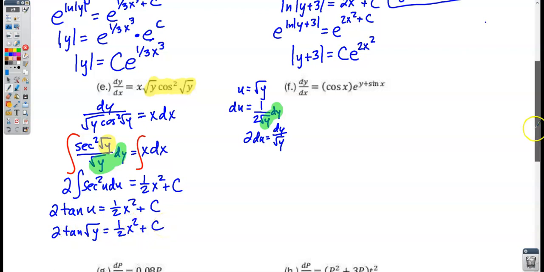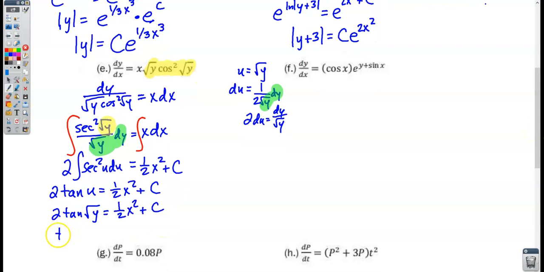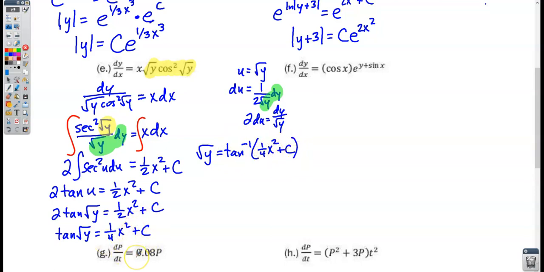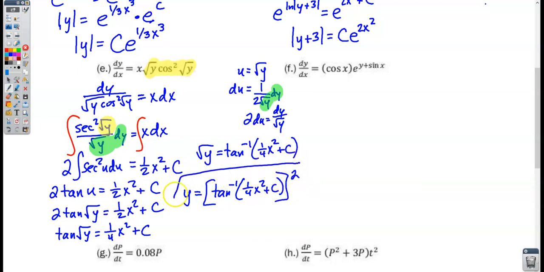And now I need to solve this equation for y and multiply both sides by 1/2. I take the arctangent of both sides to get square root of y by itself. And the entire right-hand side is inside the arctangent. And then to get y, I'm going to square both sides, and we end up with y equals the quantity arctangent of 1/4 x squared plus c, that whole quantity squared. There's our general solution for part E.